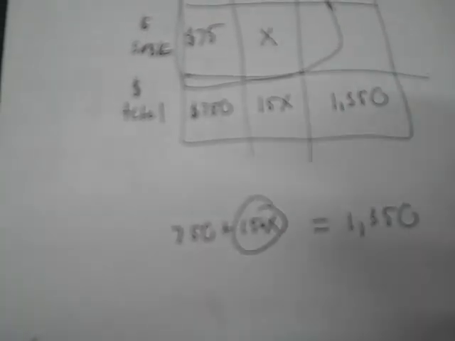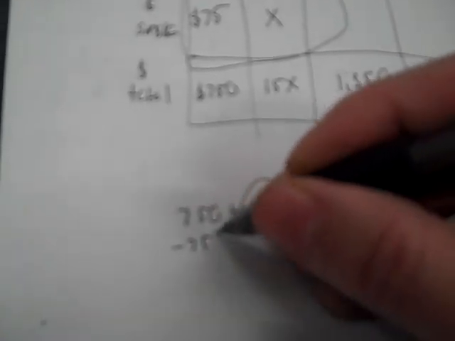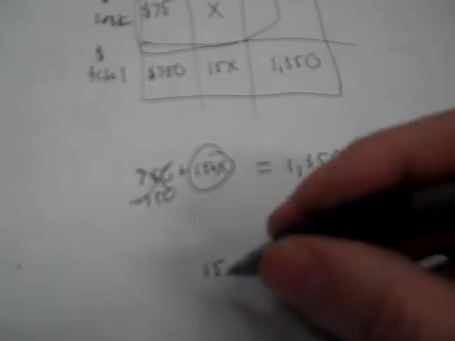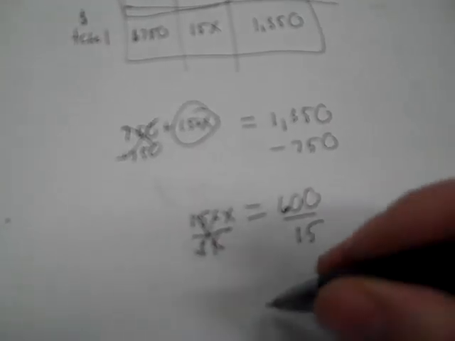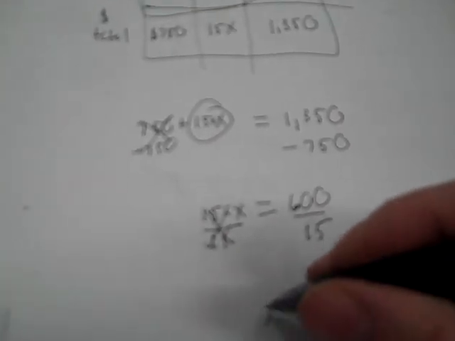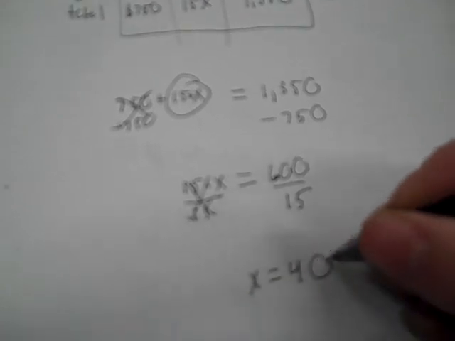Okay, so let's isolate the x. Dot it, circle it, and I need to subtract 750. Okay, 15 dot x. 1,350 minus 750 is 600, and then I go ahead and divide by 15. Okay, and when I take 600 divided by 15, I get my answer of 40. Okay, so the practice jerseys cost $40 each.